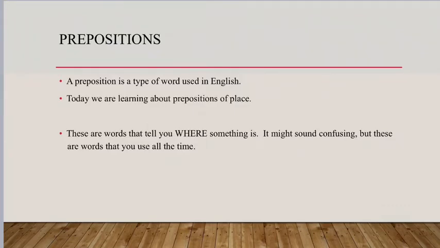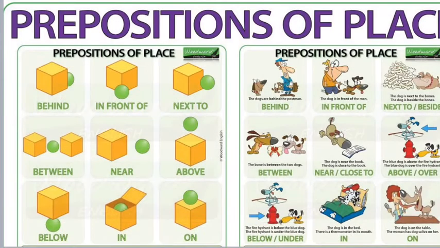Prepositions are just a type of word in English, just like verbs or nouns or adjectives. A preposition is a type of word. Now there's lots of types of prepositions, but the ones we're looking at today are prepositions of place. Again, this might sound quite confusing, but all they are are words that tell you where something is compared to something else. So it's easier if we look at some examples.